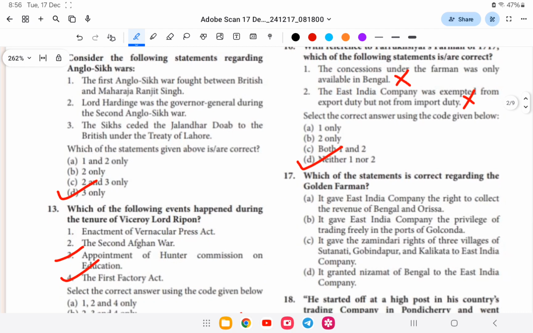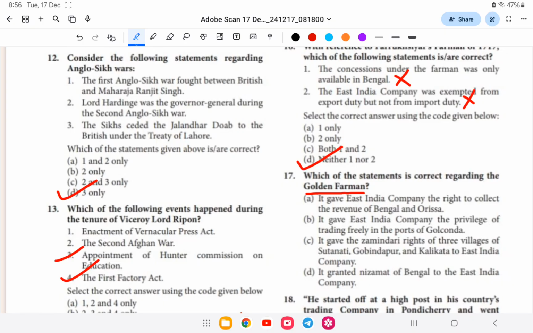Question number 17. Which of the following statement is correct regarding the golden Farman? Farrukhsiyar was the Mughal emperor. He fell ill and the British doctor treated him, so in return he gave the Farman to the British. Under the golden Farman, tax concessions applied in Bengal, Hyderabad and Gujarat, and they could trade freely without any tax. This is the golden Farman, introduced in 1717.